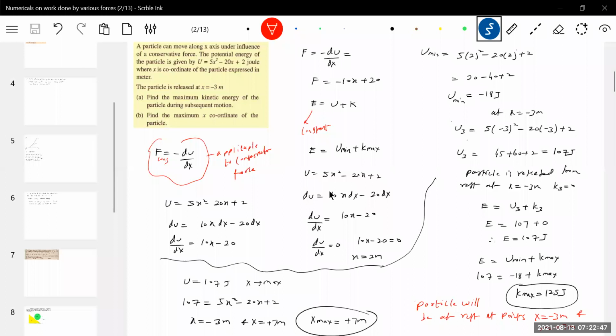So if they give potential energy, how to get the force? Differentiate. All the potential energies given will be for a conservative field only. Take it for granted, I am making it clear. Whenever I say potential energy, it is defined only for a conservative field.